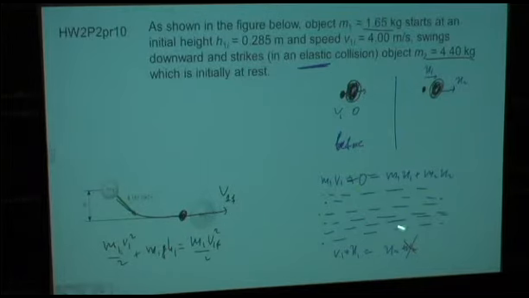Letters V represent velocities before the collision. Letters U represent velocities after the collision. So the second ball was at rest. And now you can solve it. Pure math. Plug the numbers, you know masses, 2 equations, 2 unknowns.